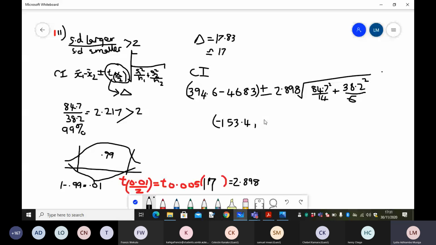And so we can say that we can be 99% confident that the difference in means lies between minus 153.4 and 6.